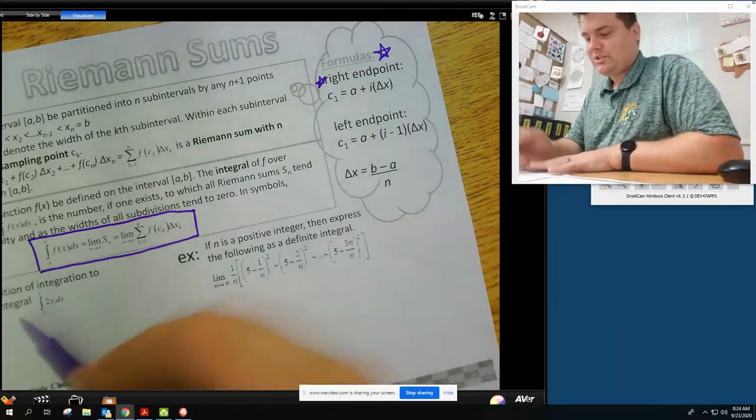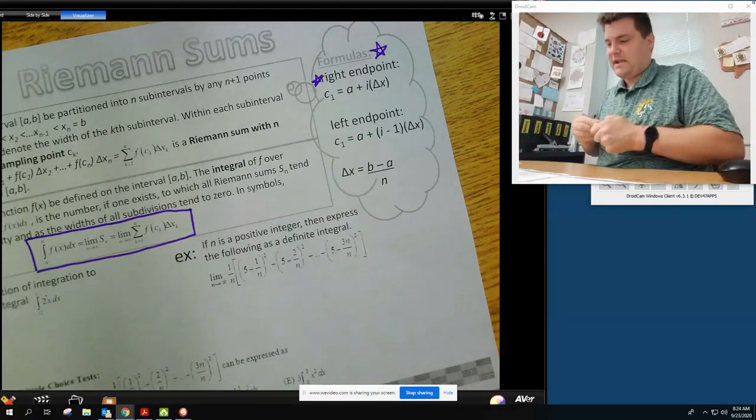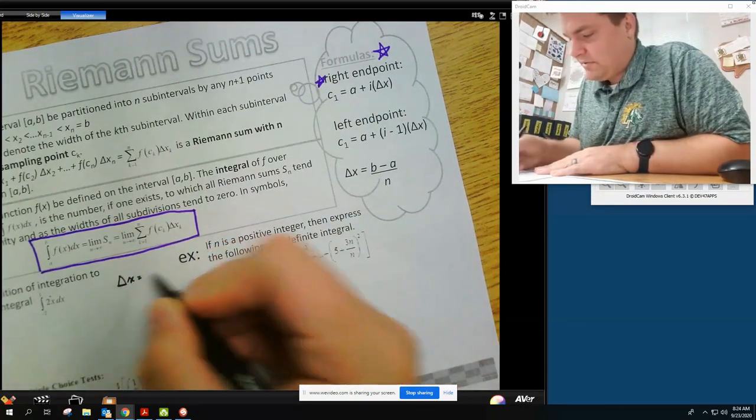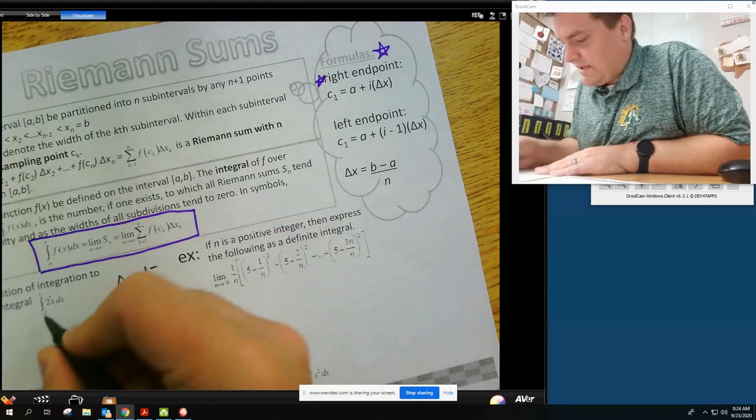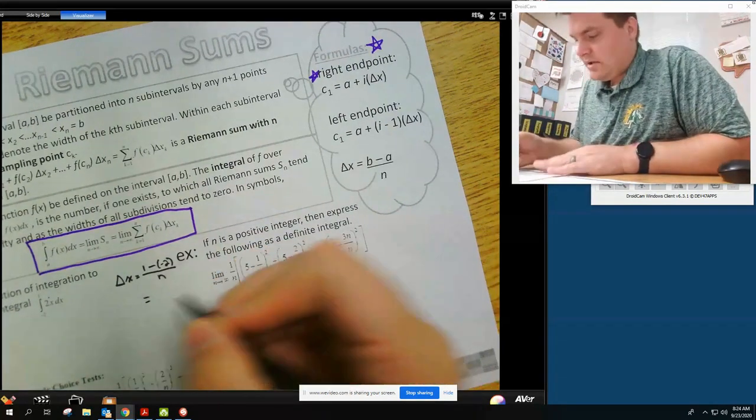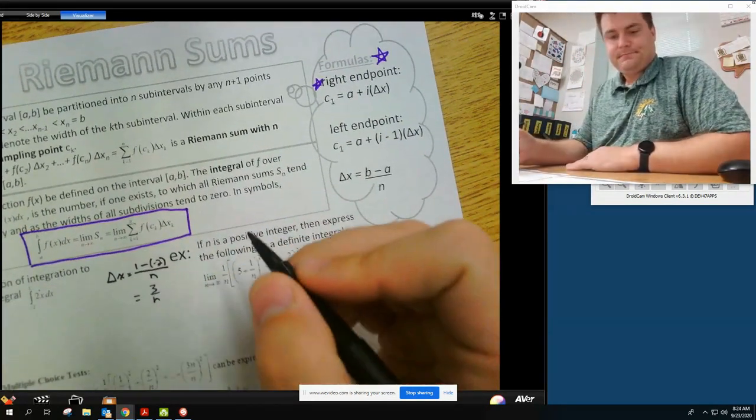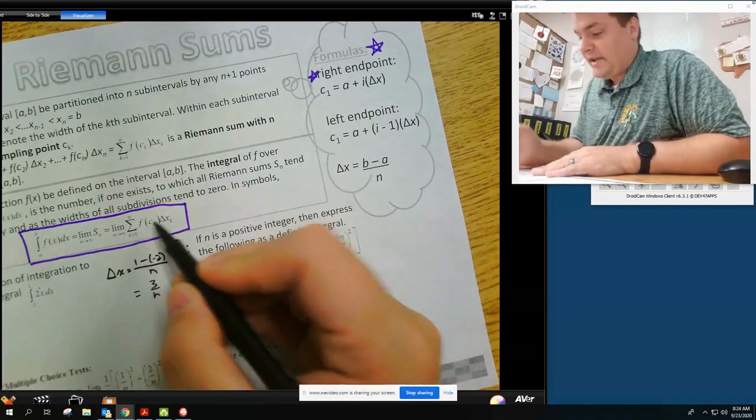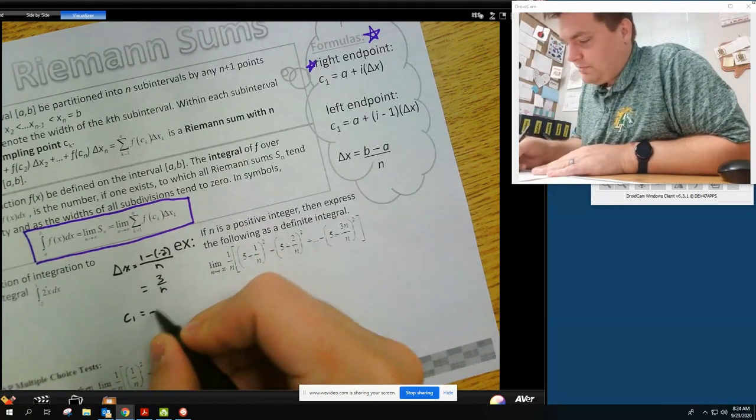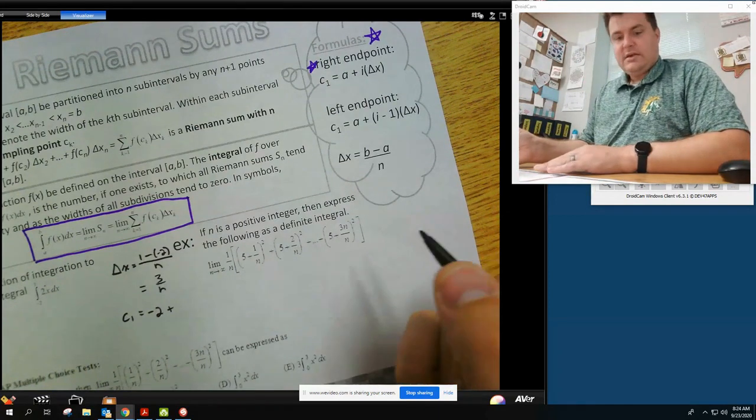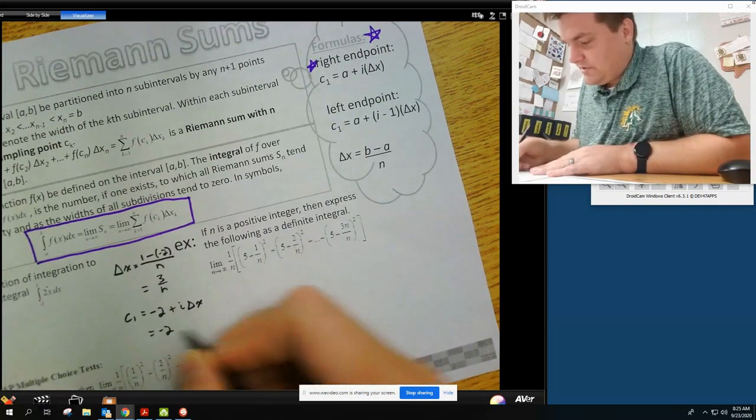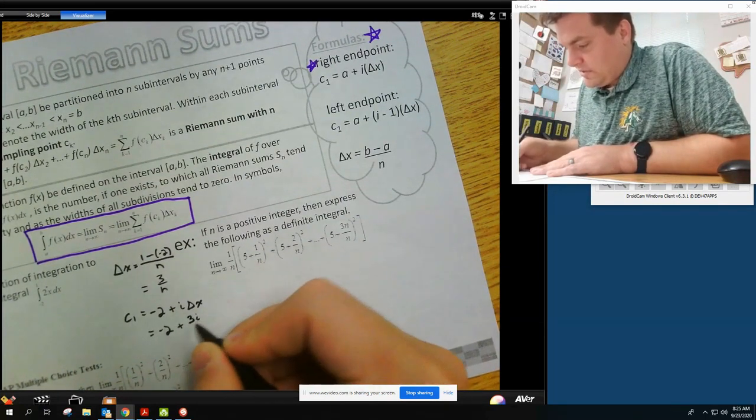Okay, so let's go ahead and use this information to rewrite the integral from -2 to 1. So we need to find out what delta x is first. Delta x is going to be my b value, which is 1, minus my a value, which is -2, all over n. So this is going to give me 3 over n. Okay? And now I need to know what my c_i is as well. So my c_i is my lower bound, which is -2, plus i times delta x. So this is going to equal -2 plus 3i over n.